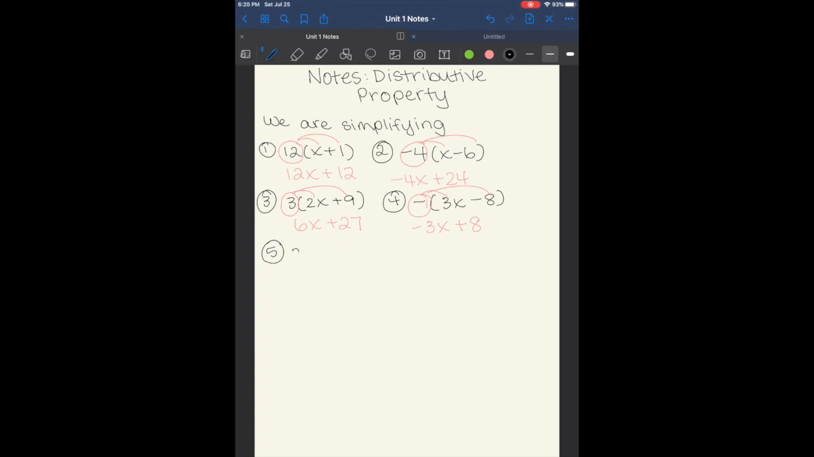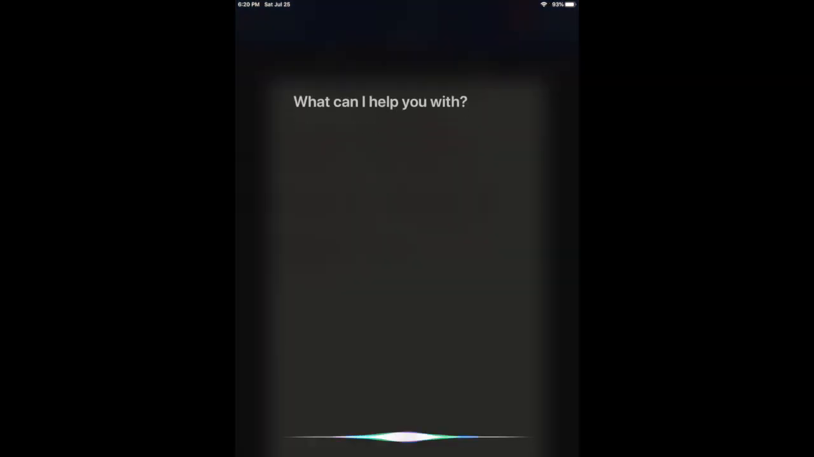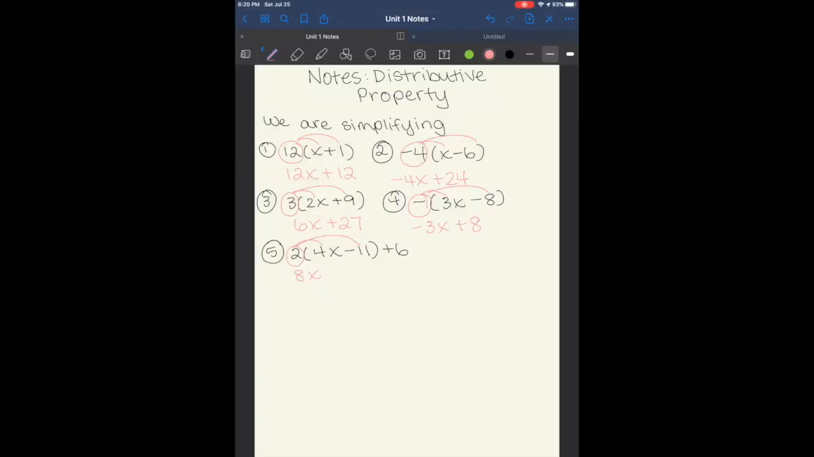For number 5, we have 2 times 4x minus 11 plus 6 times, just 6. So we distribute the 2 only to the step inside of the parentheses. So that's 2 times the 4x, which gives us 8x, and then 2 times the negative 11, which gives us negative 22. Then we combine the negative 22 and the positive 6 to get negative 16. So we have 8x minus 16.